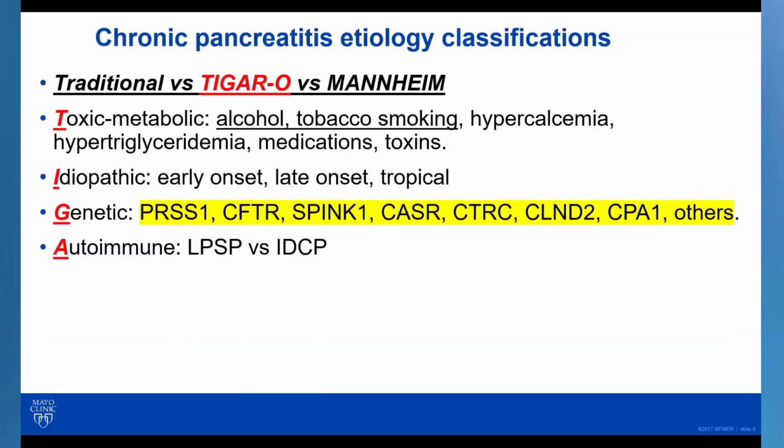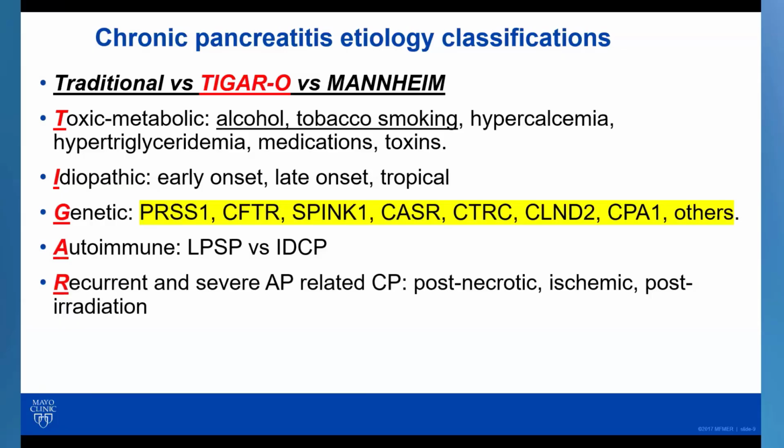And then it could be autoimmune, and there are two distinct types of autoimmune disorders that can cause chronic pancreatitis. One is type 1, and that is histologically known as LPSP, and then type 2, which is idiopathic duct-centric chronic pancreatitis. These are totally different diseases. And then recurrent acute pancreatitis can result in eventual development of chronic pancreatitis. So if someone had a severe attack of acute pancreatitis that resulted in necrosis, eventually this is going to repair in the form of chronic pancreatitis.